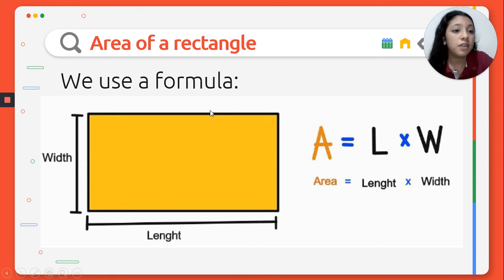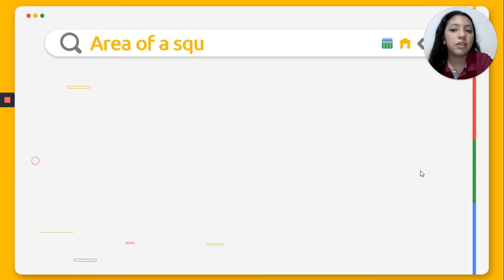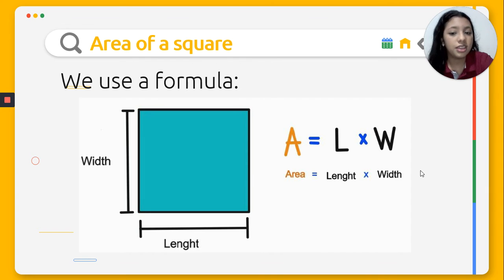To calculate the area of a rectangle, we use area equals length times width, or length multiplied by width. Whichever number is here, I'm going to put it in here as the length, and whichever number is here, we're going to place in here as the width. It's basically the same with the area of a square. We use the same formula. Look at the image. We have a blue square over here with the same measures, width and length, and the same formula: area equals length times width.